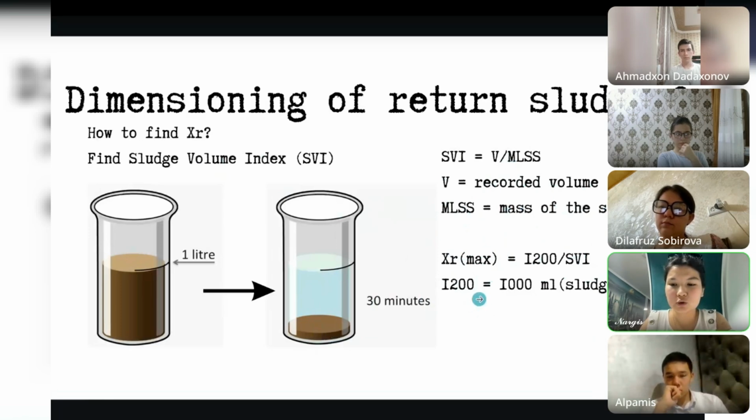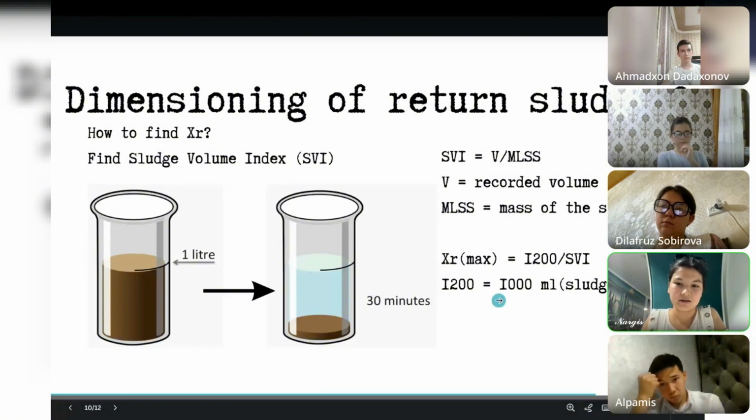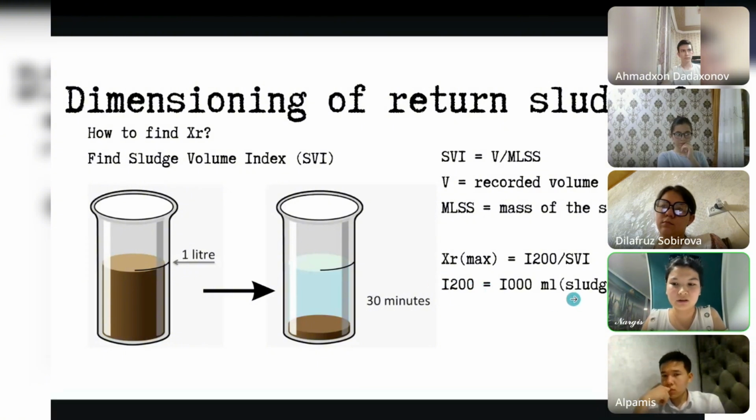So this 1,200 is just, what they did is they took the maximum volume of sludge that can be in 1 liter of water, which is basically 1,000 milliliters of sludge. So basically, theoretically, the highest amount of sludge, which is only sludge, with no water, plus 20% excess, which means 1,200 milliliters per liter. And they just divide it by SVI, and in that way, you get XR.